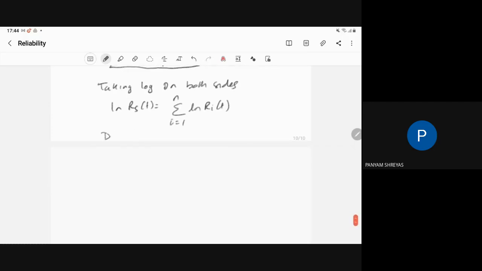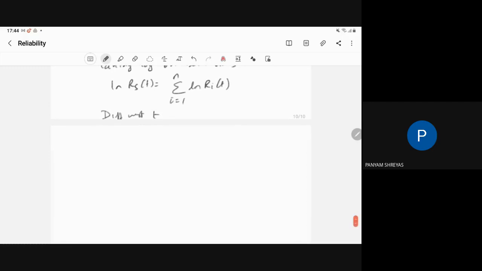Now differentiate with respect to t. So when we differentiate this with respect to t, what will it give you? Ln of Rs means 1 upon Rs(t) and R's'(t). This is equal to summation i equal to 1 to n, differentiation of this. So ln of x means 1 upon x, then derivative of this, Ri'(t).